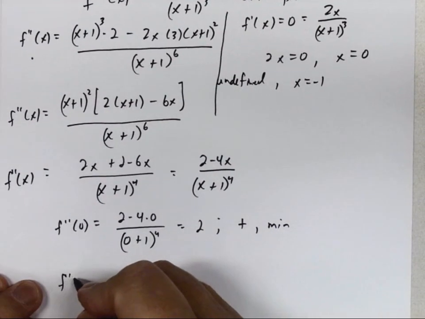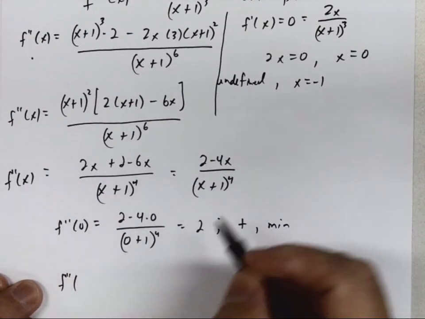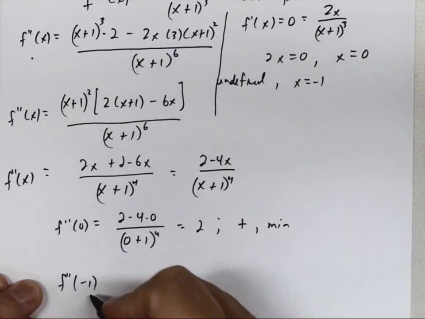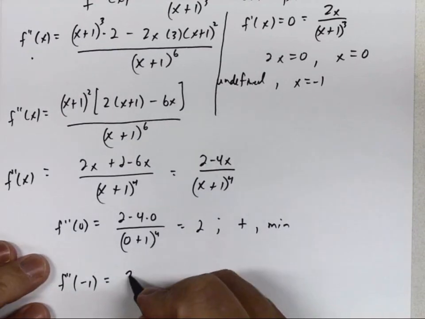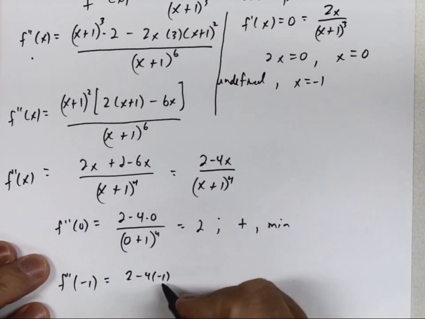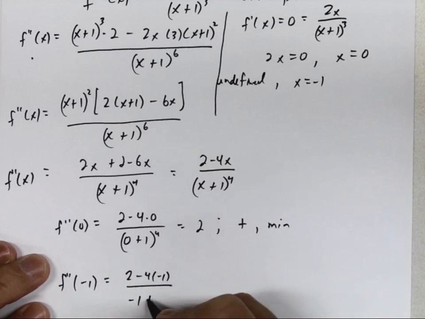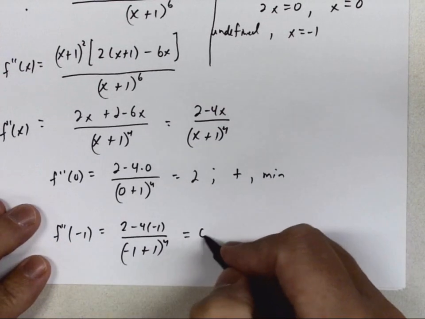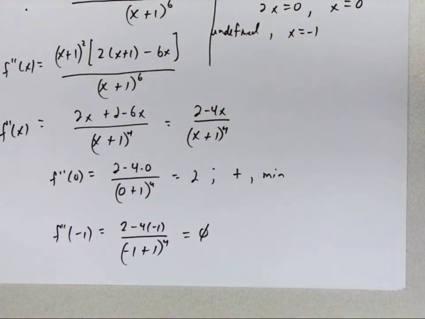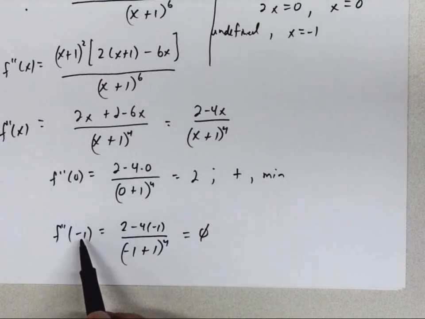Let's see what the second derivative shows when I plug in negative 1. So I would have 2 minus 4 times negative 1 over negative 1 plus 1. You can see the denominator is going to be 0. So this is undefined, which basically means when x is negative 1, it's not a max or a min.